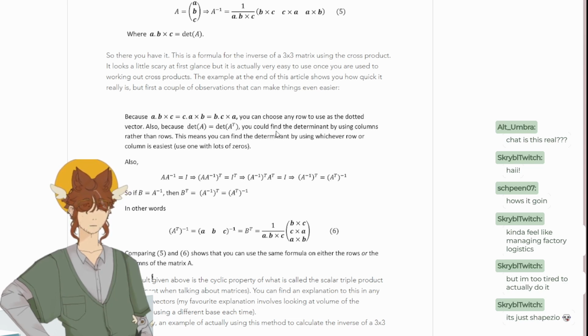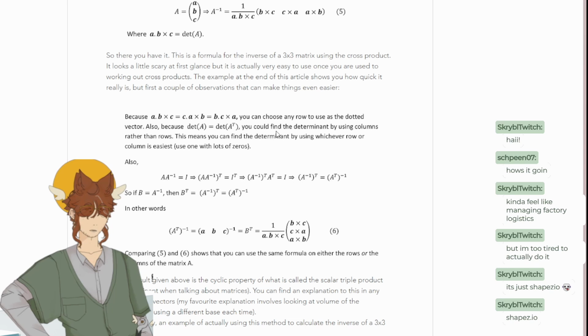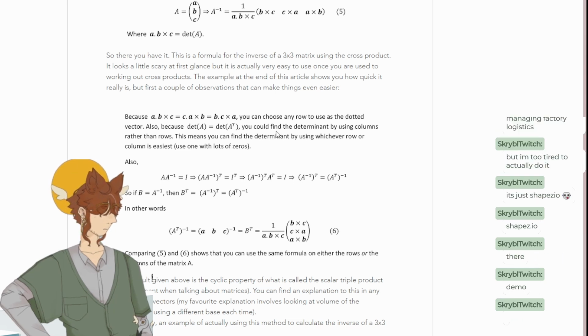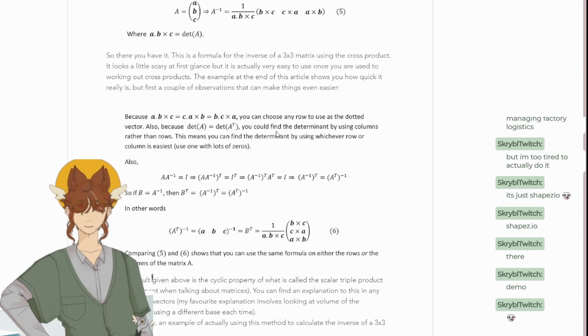Okay, so we just found that we can use basically a triple scalar product to solve this. There, demo. I'll have to show. After we do these problems, then I'll check it out.